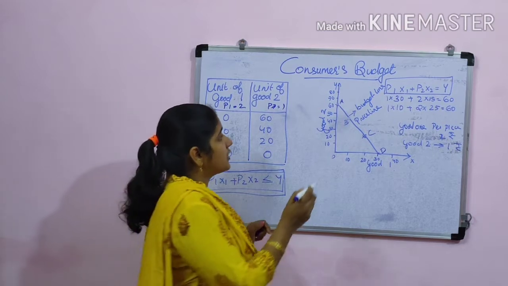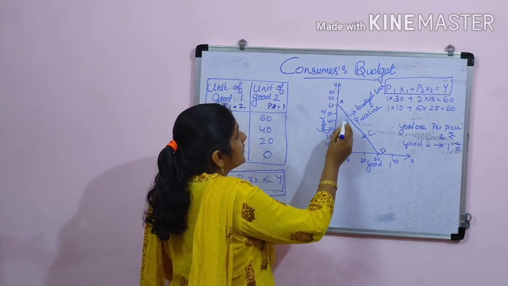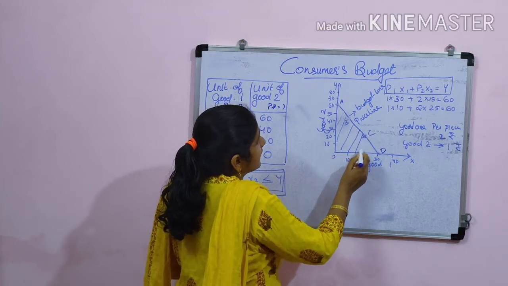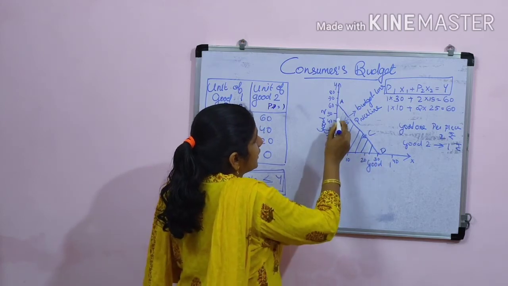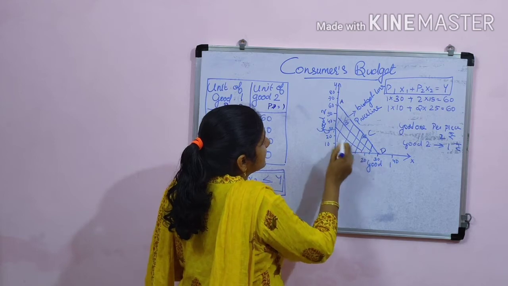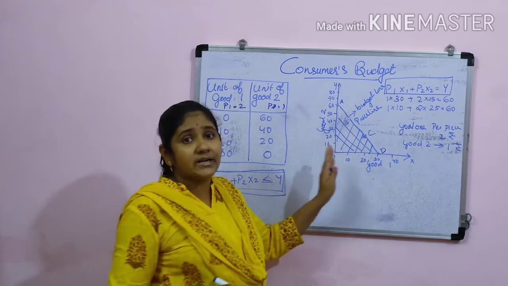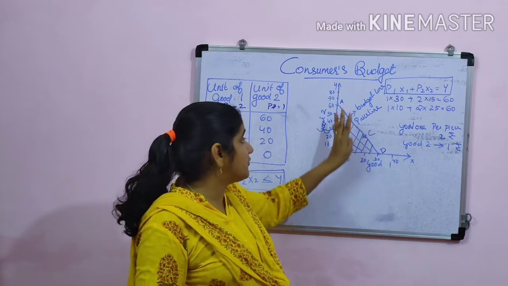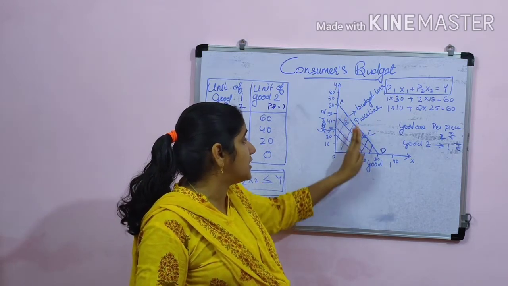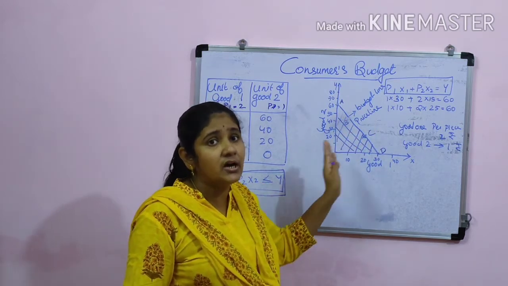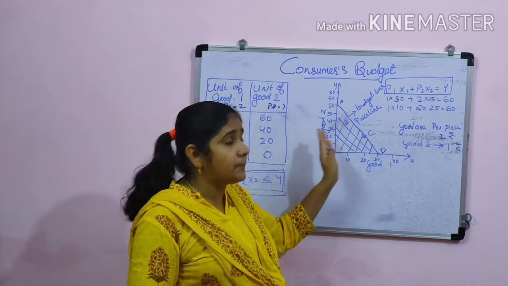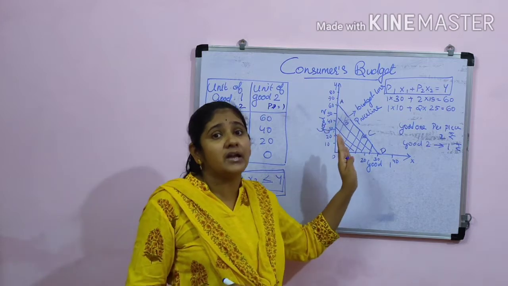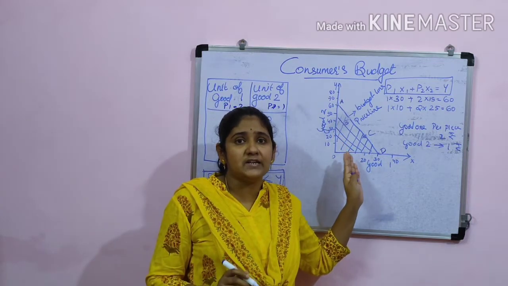Then students, you just see all the area coming below the price line. All these areas are known as the attainable portion, the attainable area. The different combinations coming in this area, which is below the price line, are known as the attainable area. Otherwise, attainable combinations are here.